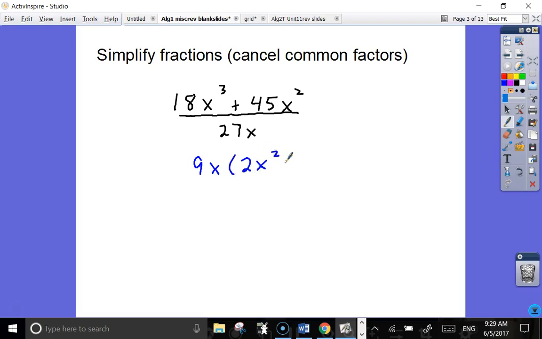And what if I divide 45x squared by 9x? Plus 5x. Okay, now in the denominator, we already said I can take a 9x out of that. What would be the other factor? 3. Times 3. So what I'm looking for is common factors. It's not necessarily the greatest common factor for the numerator, right? But we need the one that's for the whole fraction, and that means that's 9x. So the answer is 2x squared plus 5x over 3.